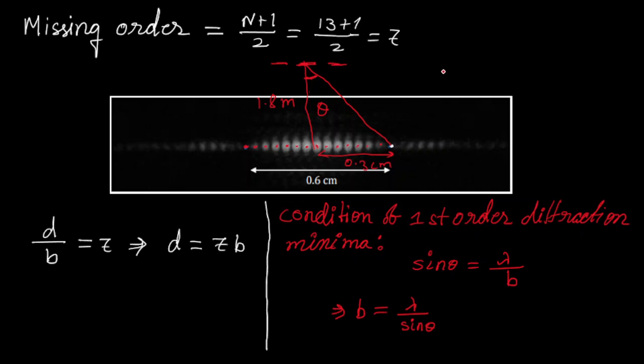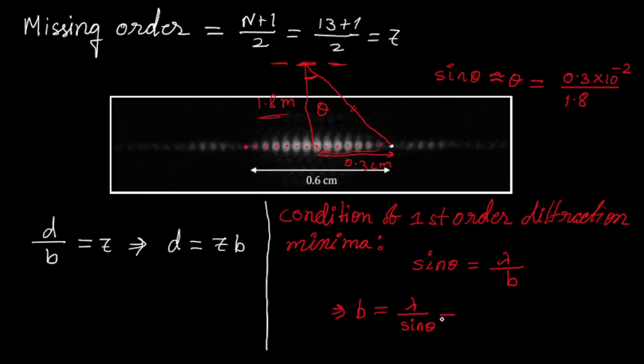And then from this figure, you can write sine theta is equal to this length divided by this length. But as you can see here, this length is 0.3 centimeter, but this length is 1.8 meter. So this theta will be very, very small. When theta is very small, we can write sine theta is equal to theta. And then theta will be 0.3 centimeter, and if we convert it into meter, it will be 0.3 times 10 to the power -2 divided by 1.8 meter. So this will be the value of theta.